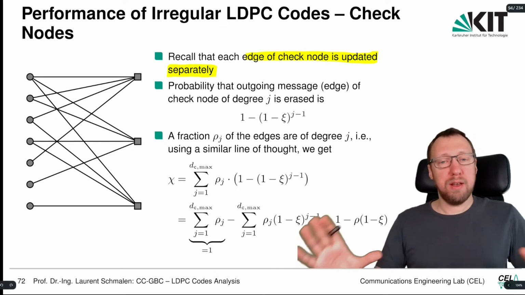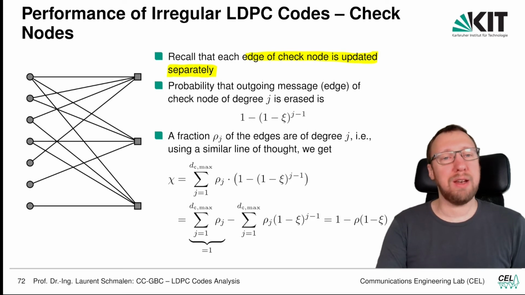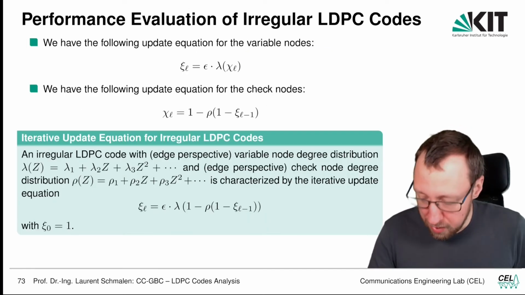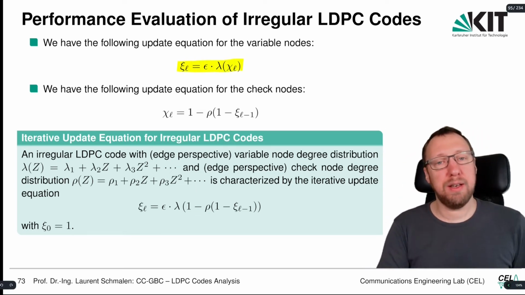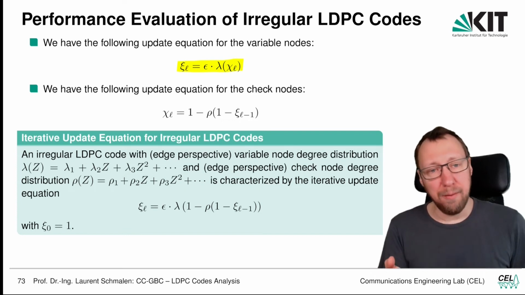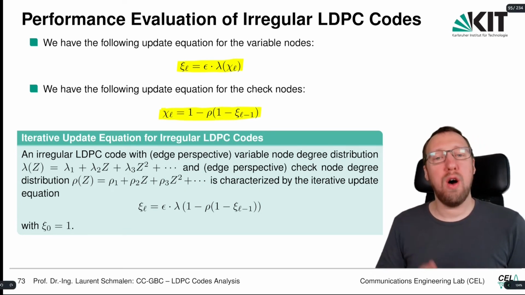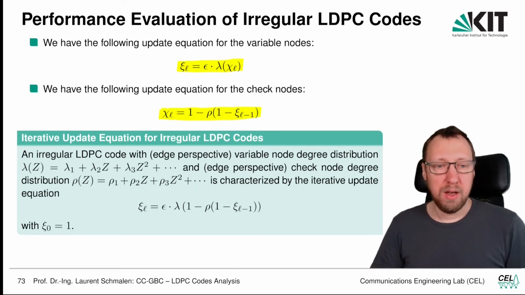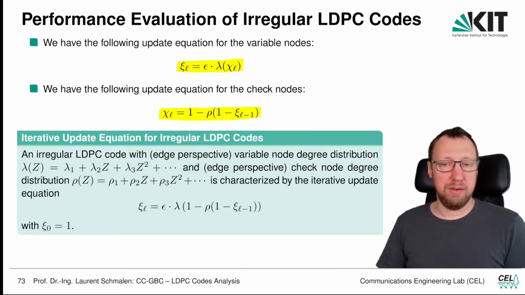So now we can put everything together again, just as we did for regular codes, and we get the following. We have the following update equation for the variable nodes: x_i^(l) equals epsilon times lambda of chi^(l), and chi^(l) is 1 minus rho of 1 minus c^(l). So now we have an iterative update equation for irregular LDPC codes.